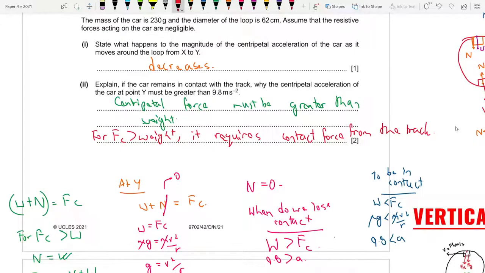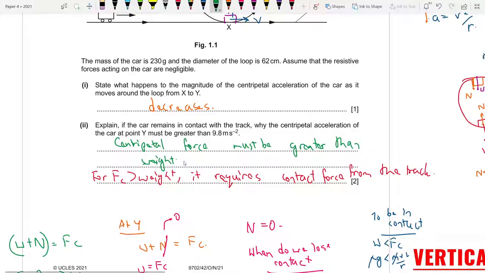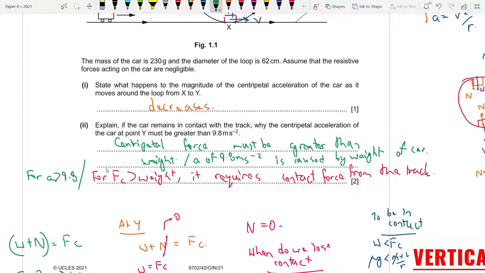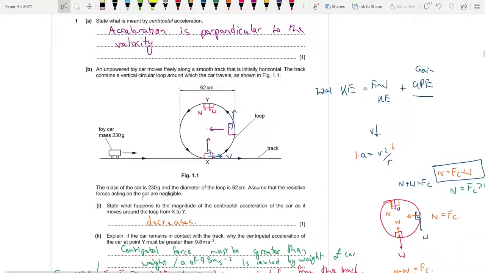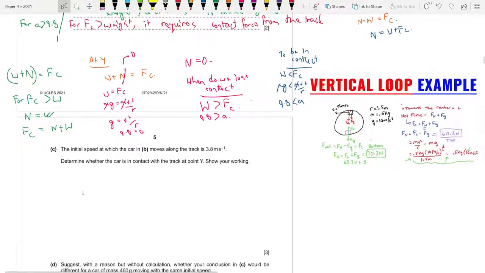And remember this, guys, that you could word this in another way. You could say that acceleration of 9.8 is caused by weight of the car. That's an alternate for Mark 1. You could say that A of 9.8 m/s squared is caused by weight of car. So for the acceleration to be greater than 9.8, we require a contact force from the track. That's the logic. That was an alternate route. For centripetal acceleration to be greater than 9.8, it requires contact force from the track. So hopefully I made it clear. It's a bit difficult, but I guess you could understand.